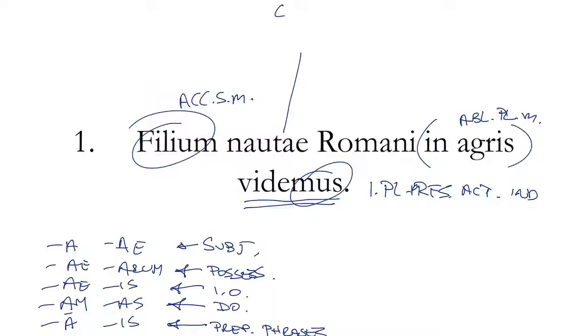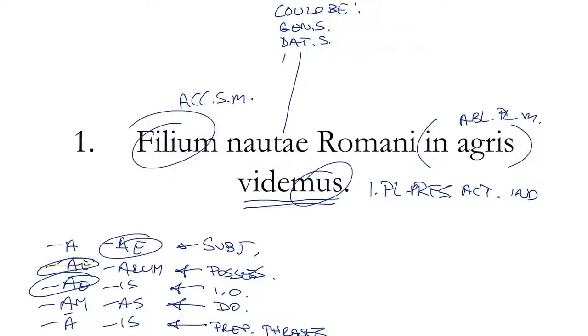Nautae. How do we use this in the sentence? Well, our options are, and if we highlight them, that might be helpful. Let's highlight them in orange. Our options are AE. Well, that's not a highlighter. That's fine. We'll go AE, AE, AE. So our options are, it could be genitive singular, which shows possession. It could be dative singular, which shows indirect object. Or it could be nominative plural.